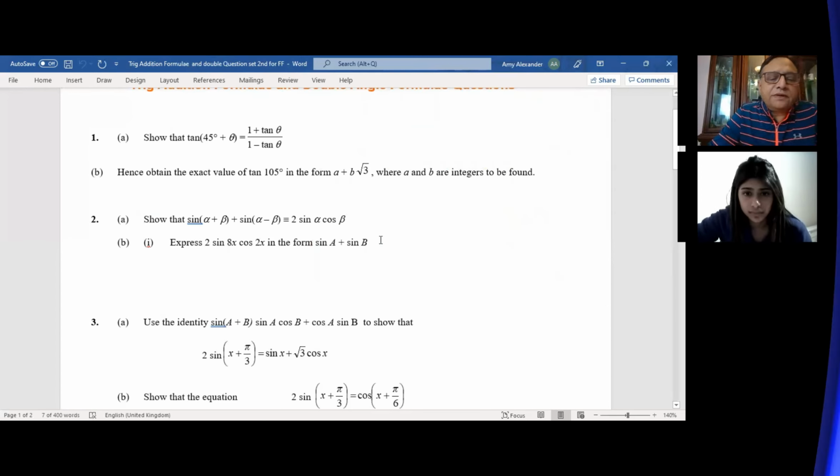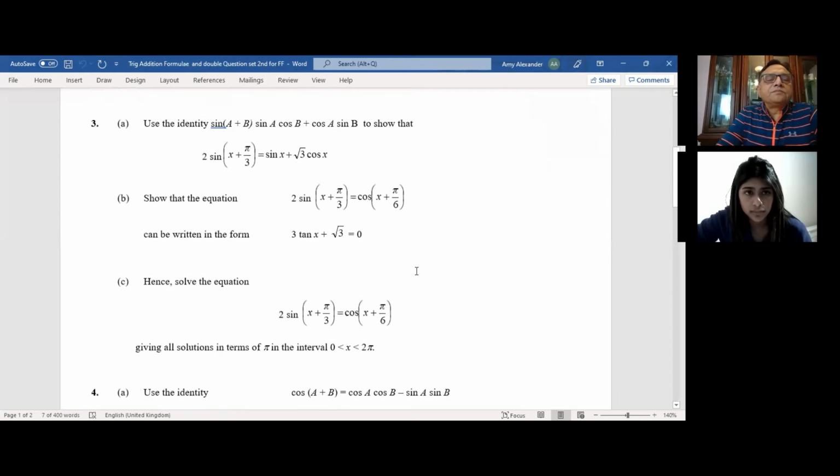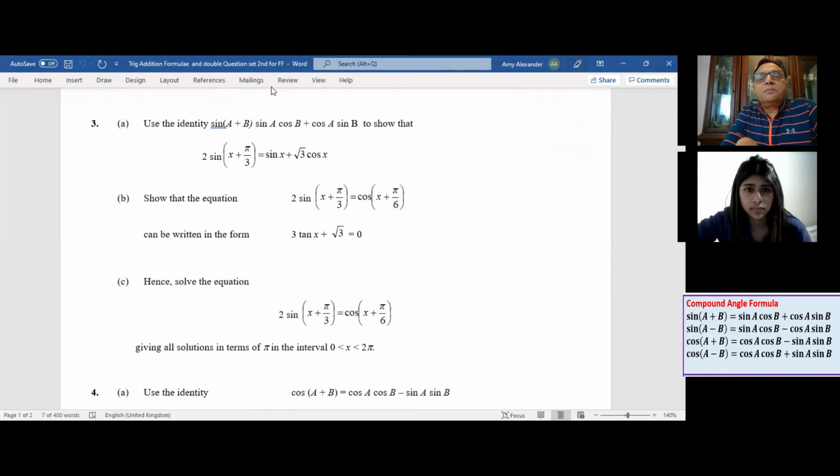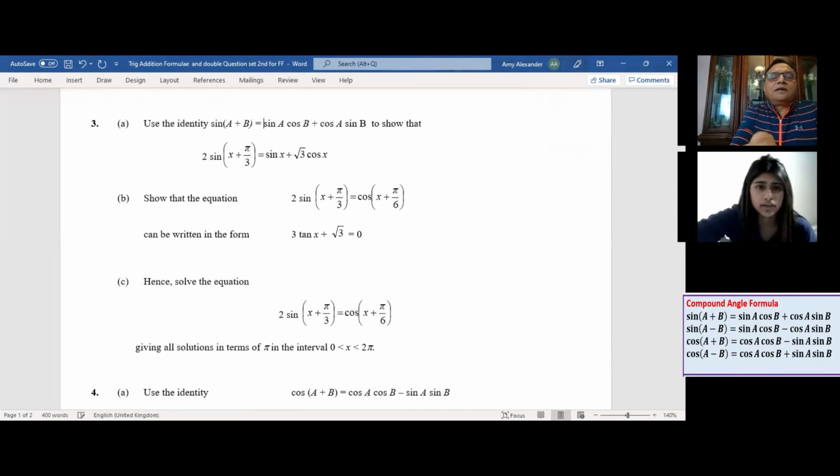We'll see question number 3. Use the identity sine A plus B equals sine A cos B plus cos A sine B to show that... sorry, there's a typo. I think there's supposed to be an equal sign here. Yeah, equal sign missing. Use this identity to show that 2 sine of this plus this is equal to that, correct? Just expand using the formula given to you.